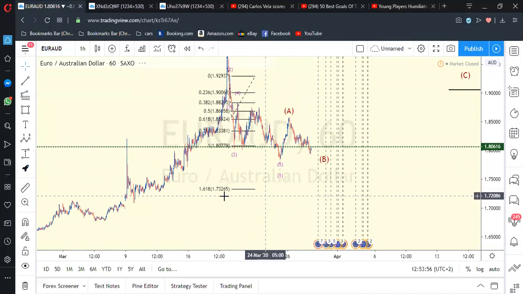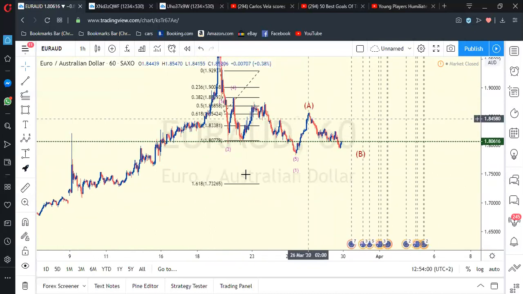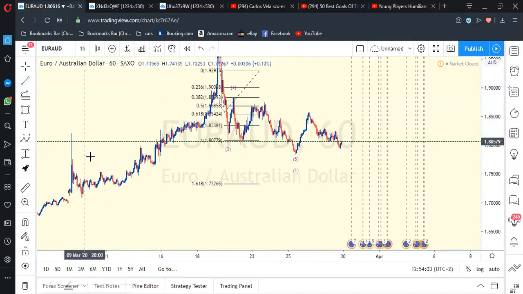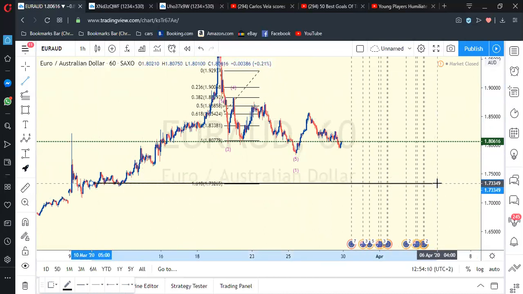So what we expect now, because we are looking for a 0 float entry, let's delete that first. We're expecting price to come around this point. What is here? You see a bottom QML. This is a nice bottom QML here.